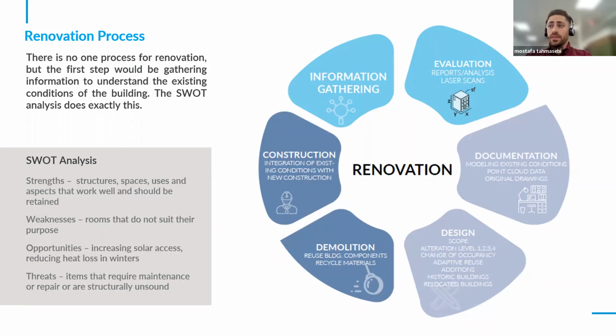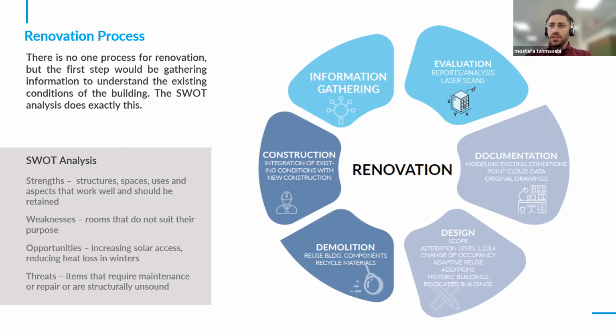Talking about it at a very high level, typically the first step for a renovation or retrofitting process would be just gathering information, followed by evaluation to understand the existing condition of the building. Once we know that, there is a SWOT analysis that you can do to determine the strengths, weaknesses, opportunities, and threats that you have within the process. Once that's done, it's time to document everything together and then start designing the changes in the building. Furthermore, only if required, some of the elements are demolished and final alterations are built or constructed.